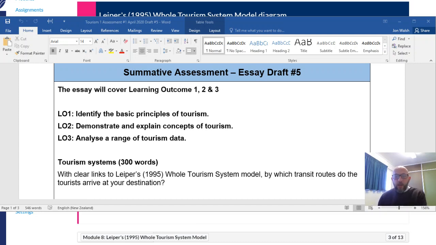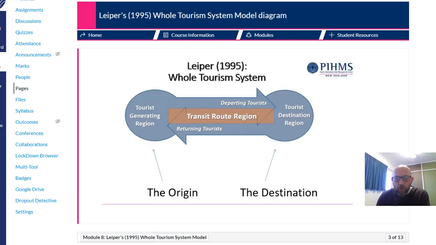So what I'm going to introduce you to today is actually Neil Leiper's model. What Neil Leiper came up with in 1995 is an identification of how to see where the tourist has come from, where they've travelled through, and where they've arrived at. And he came up with this model that you can see here on the screen.